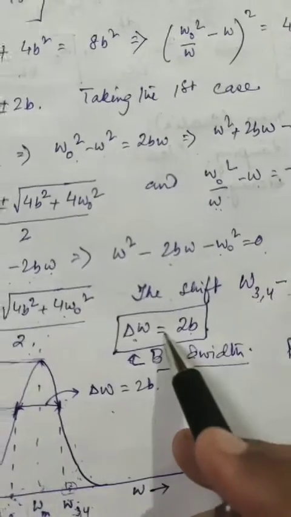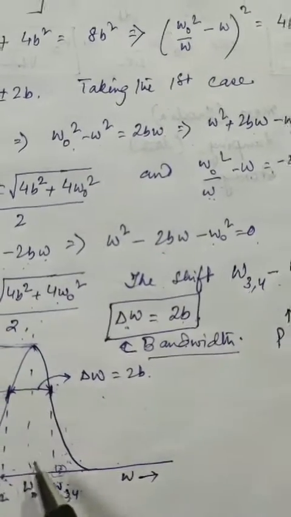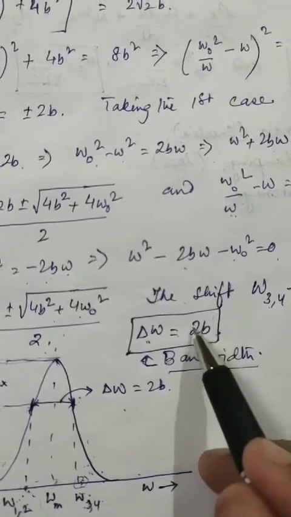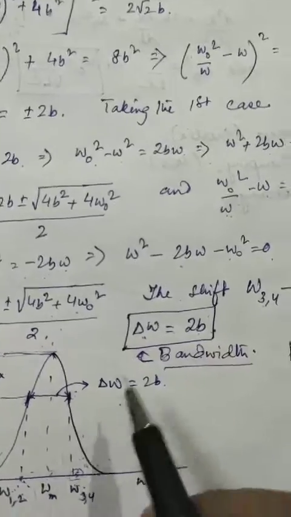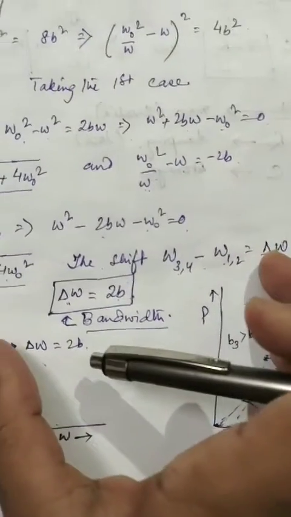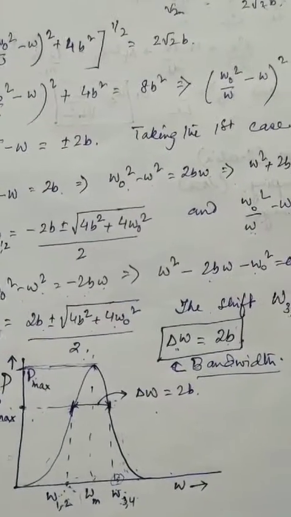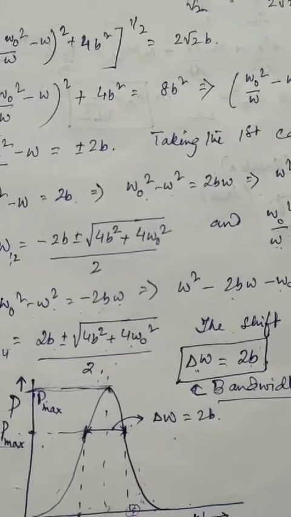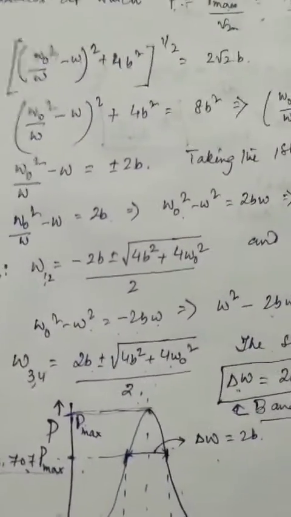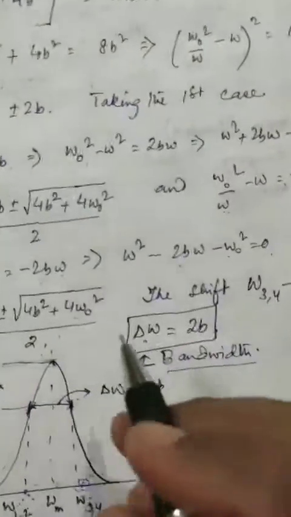So you can see that the bandwidth depends on the damping of the system. So if the system has a large damping coefficient B, then the bandwidth is going to be large. In other words, the system will respond to different frequencies. It is not going to be very selective. Please understand the physics of it. It has very, very beautiful physics. Please understand the physics of it.